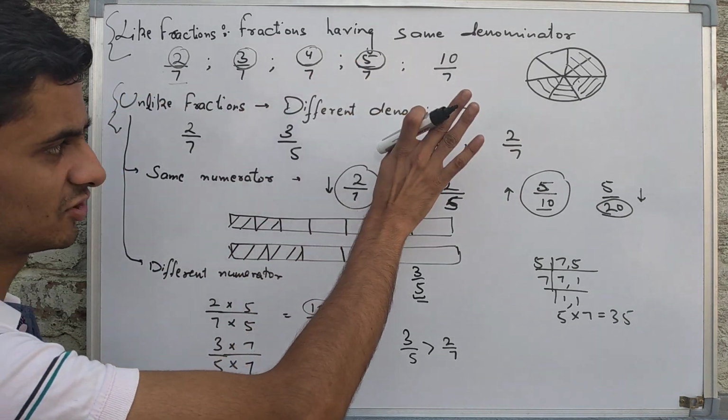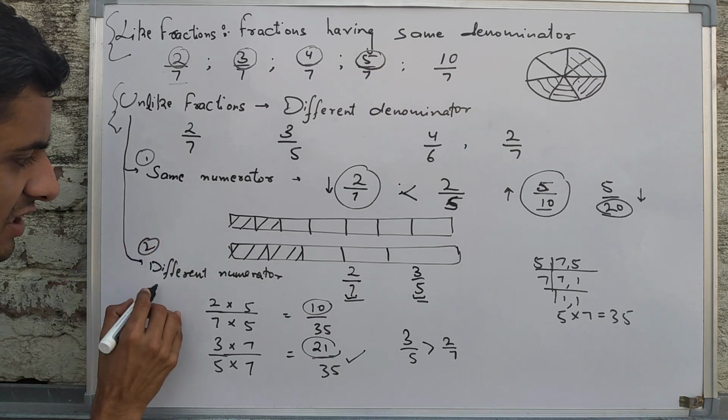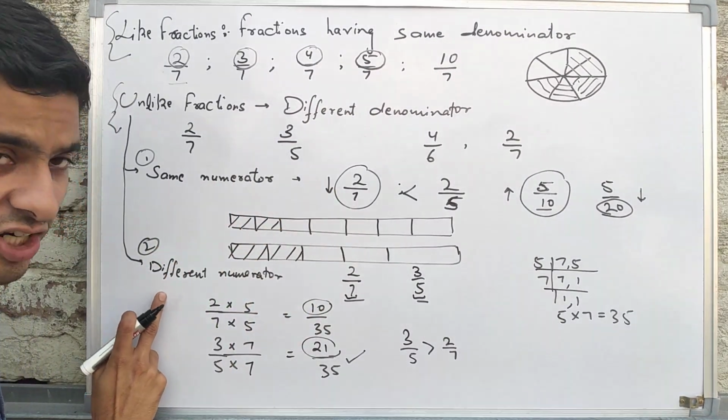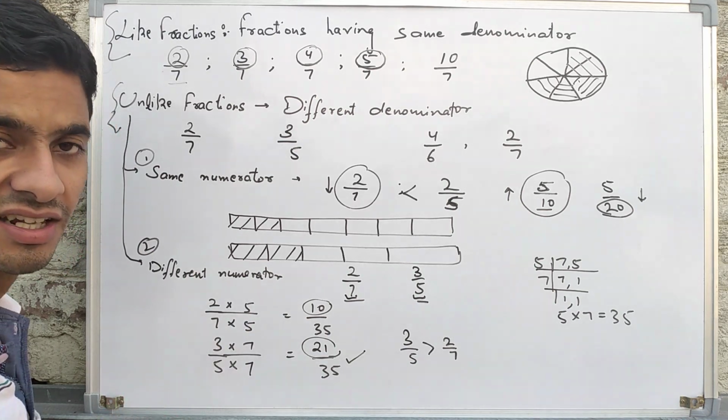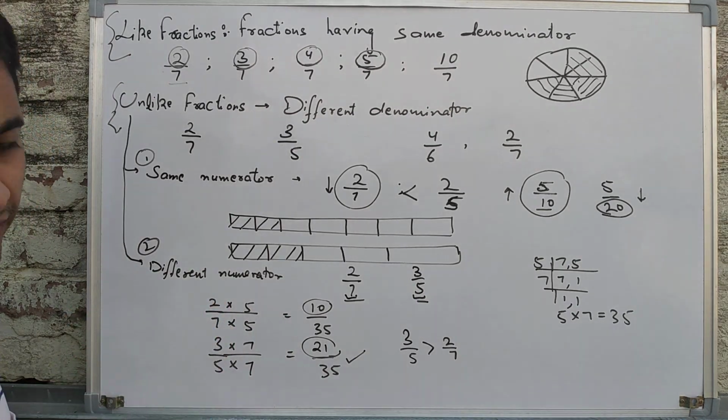Like fractions, easy to compare. Unlike fractions, two cases, same numerator, different numerator. Same numerator, check the denominator. Different numerator, make the denominator same. So in this way we can compare these fractions.